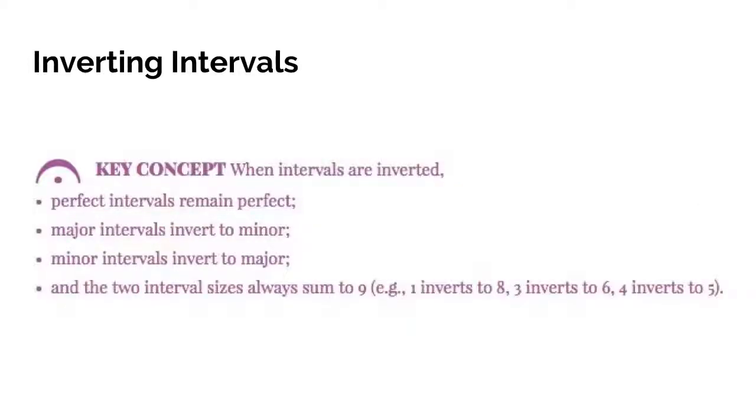When intervals are inverted, perfect intervals remain perfect, major intervals invert to minor, minor intervals invert to major, and the two interval sizes always sum to 9. So 1 inverts to 8, 3 inverts to 6. Those both equal 9.